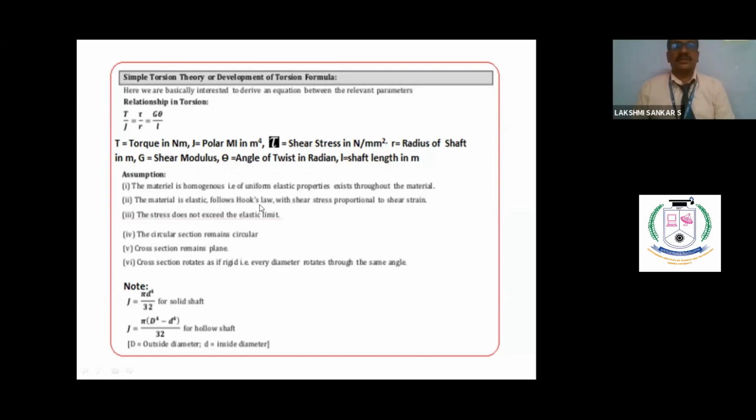The material is elastic following Hooke's law: shear stress is proportional to strain. The stress does not exceed the elastic limit, and the circular section remains circular. The cross section remains plane, and the circular section rotates as if rigid. Okay, something like that. So what is J here? Polar MI is pi by 32 d power 4. Polar MI for a hollow shaft is (D power 4 minus d power 4) multiplied with pi by 32. Right.